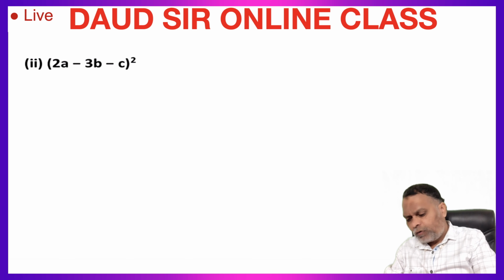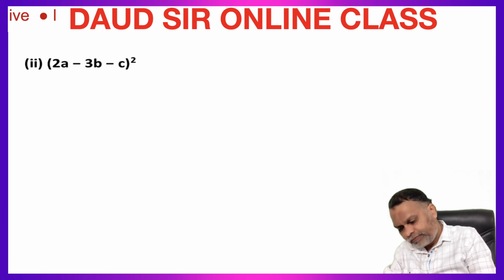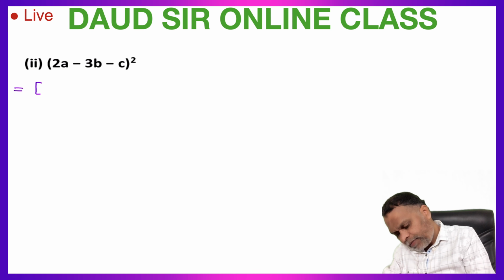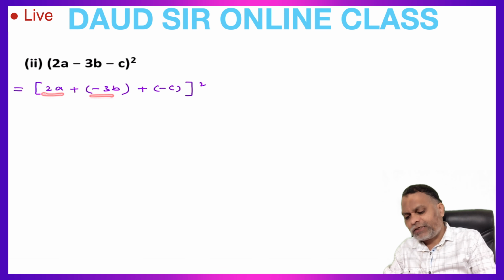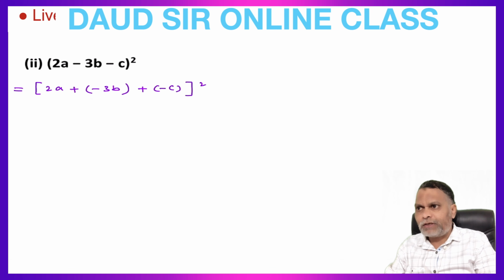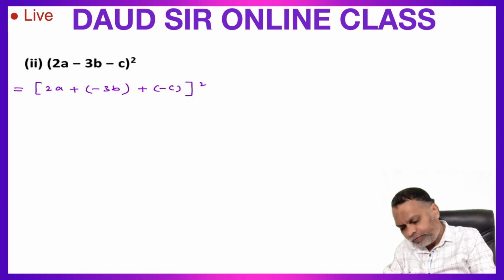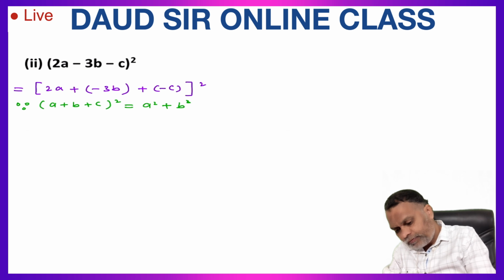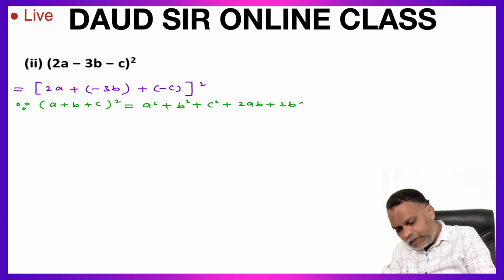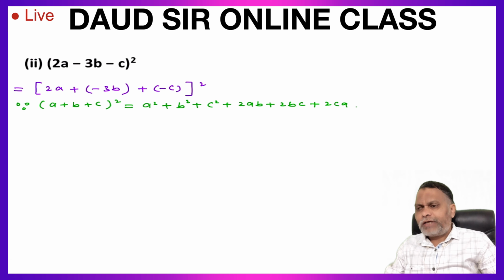Part second, 2a minus 3b minus c whole square. So we can write this 2a plus minus 3b plus minus c whole square. We can write in this form for making the identity a plus b plus c whole square. Since identity is a plus b plus c whole square is equal to a square plus b square plus c square plus 2ab plus 2bc plus 2ca. This identity we can apply here.